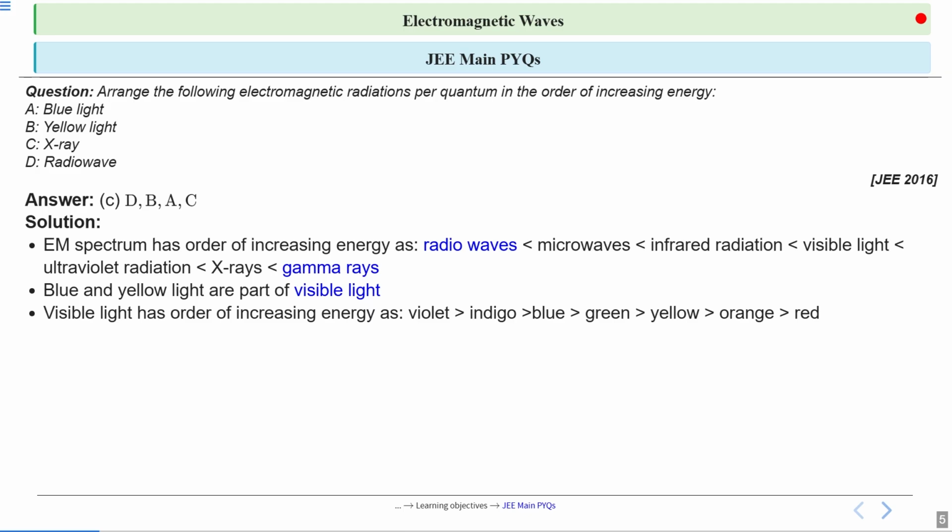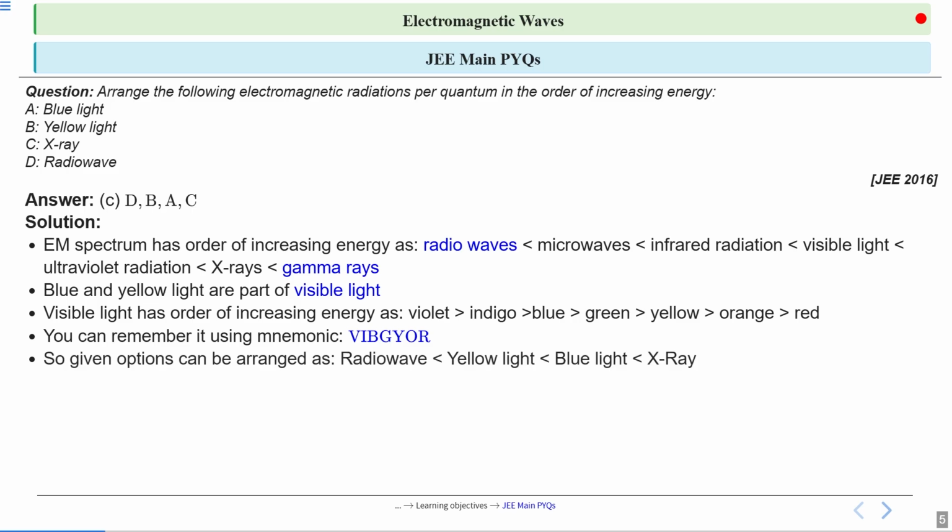Violet will have more energy than indigo light. Indigo light will have more energy than blue light. Blue light will have more energy than green, then yellow, then orange, and the least amount of energy is associated with the red light. You can remember it using the mnemonic VIBGYOR: violet, indigo, blue, green, yellow, orange, red. Violet has the largest frequency among all the colors, and red has the smallest frequency. So the energy associated with violet is most, and with red is least.